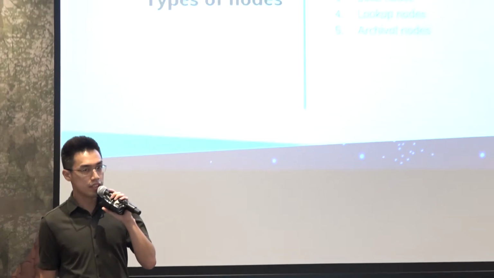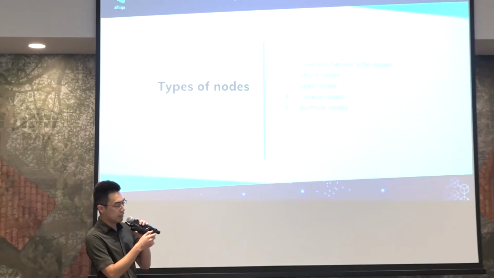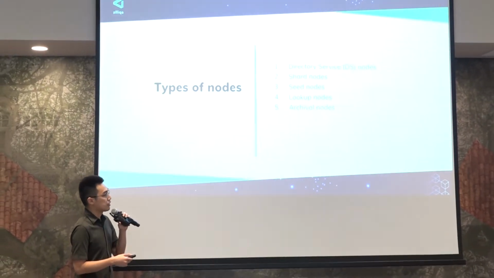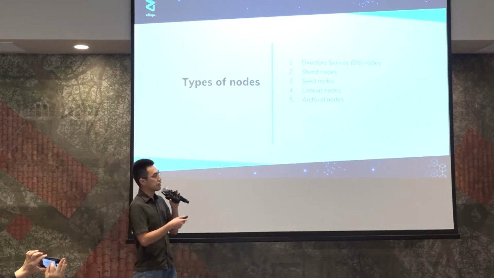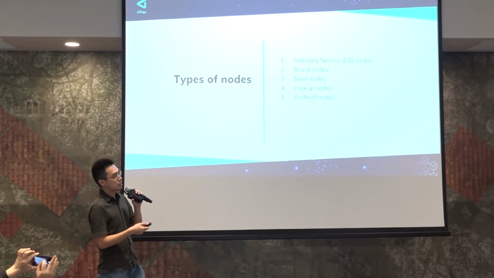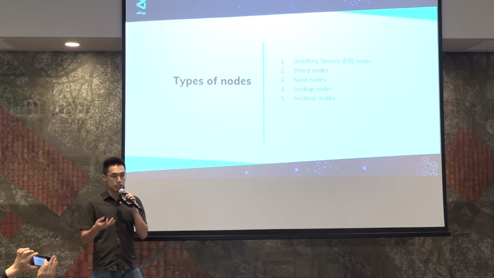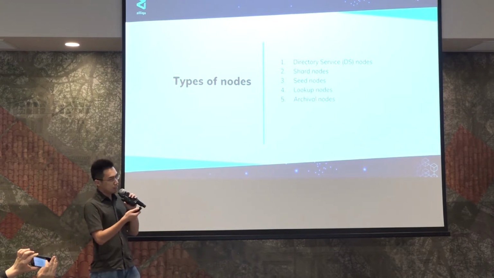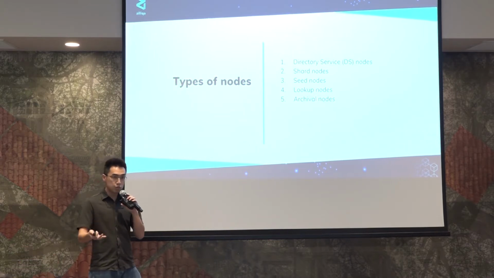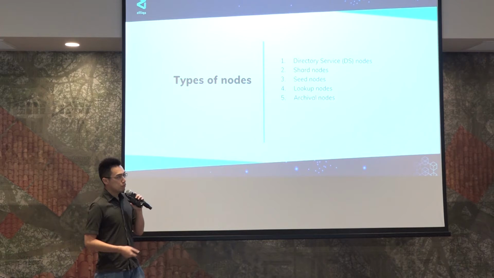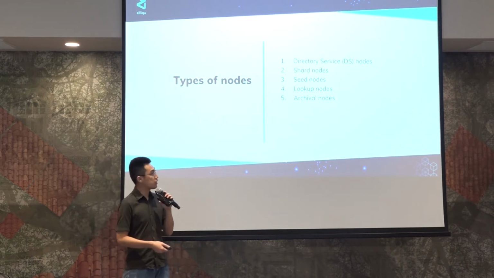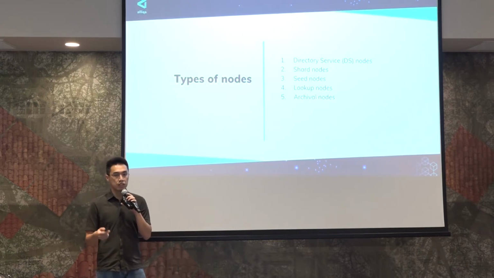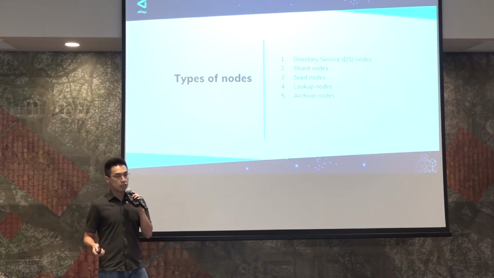So there are different kinds of nodes. These are the different types of nodes in Zilliqa. You have directory service nodes, a special shard. You have the shard nodes that process and validate transactions. Seed nodes that serve the JSON RPC requests and also allow new nodes to join the network. The lookup nodes serve as a DNS system that shards the transactions to the correct shard, and archival nodes store all the transaction history from the Genesis block.